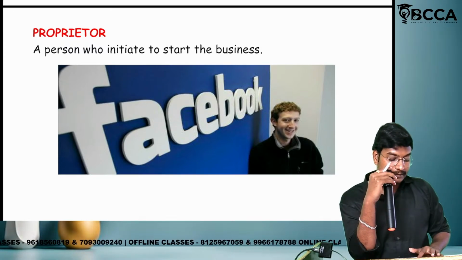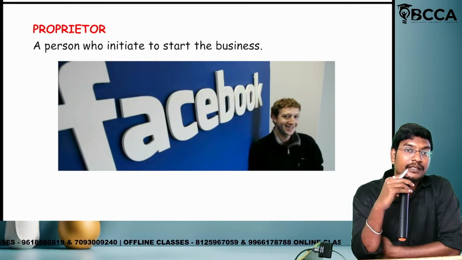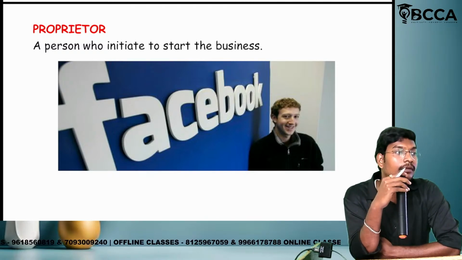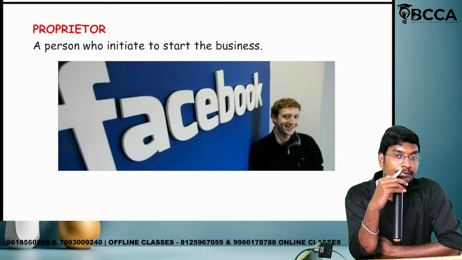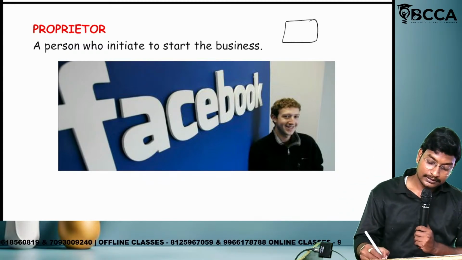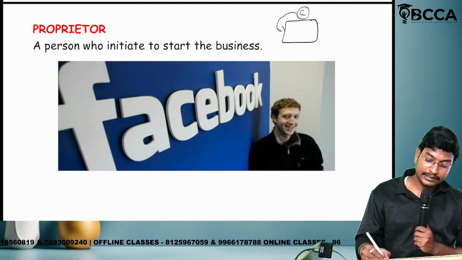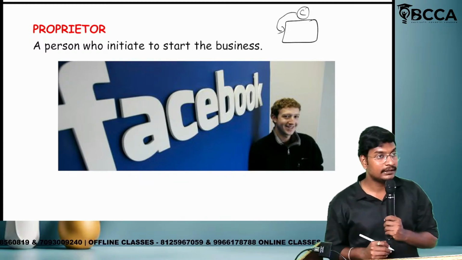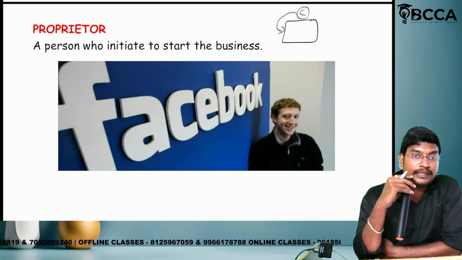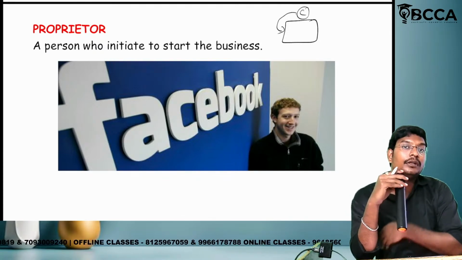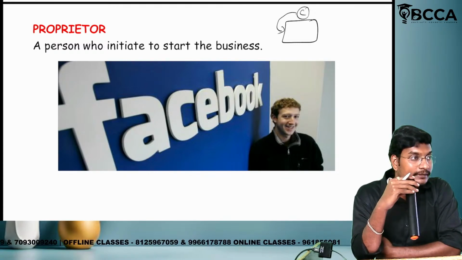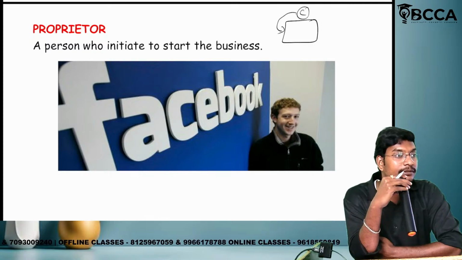Now next, proprietor. What is the meaning of proprietor, sir? Generally, outside of the business, we call what? Owner of the business. For example, Chiranjeevi has started the business. So Chiranjeevi is called the owner of that business. In the accounting point of view, the owner is called the proprietor. If only one person has started the business, then it is called a sole proprietorship.